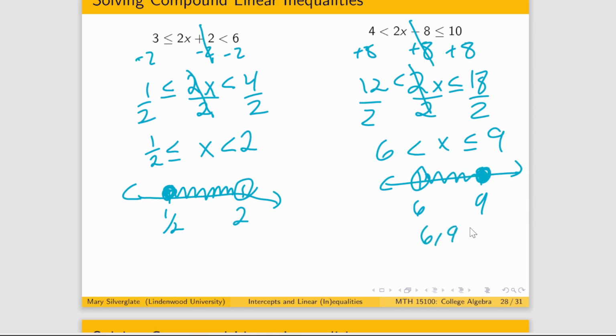So from 6 to 9, including the 9, not including the 6, and that would be my final answer. Of course, I forgot to do the interval notation over here. What do you think the interval notation would be? Similar idea, you do 1/2 to 2, but this time the 2 gets a parenthesis and the 1/2 gets a bracket, because the closed circle means a bracket on the 1/2, open circle means a parenthesis on the 2.